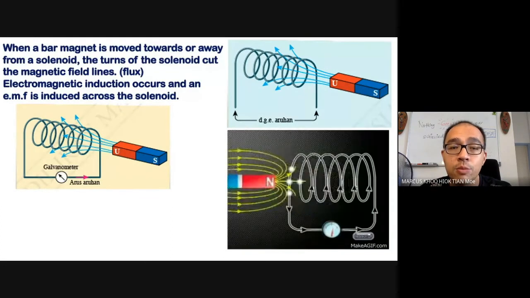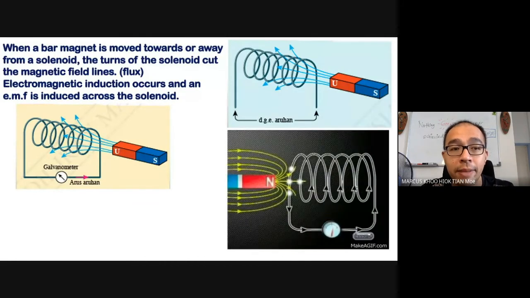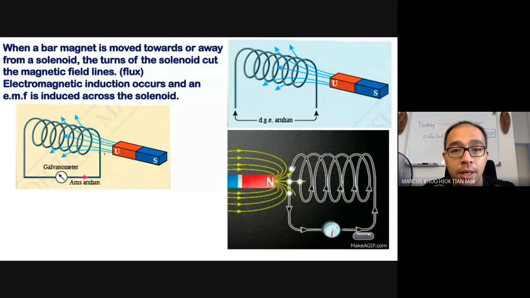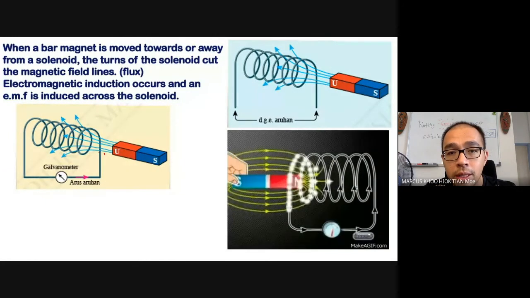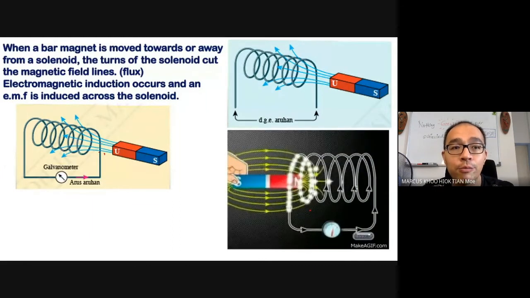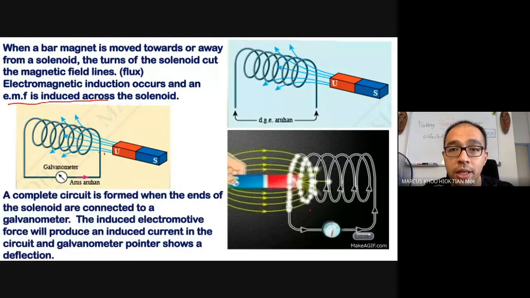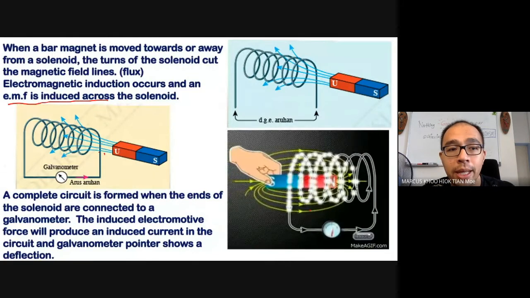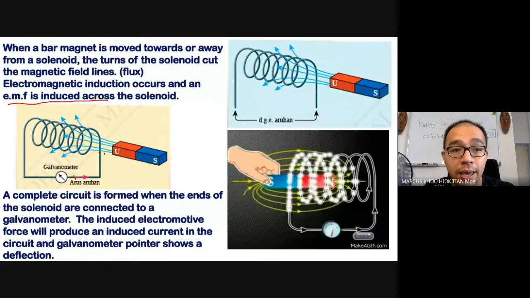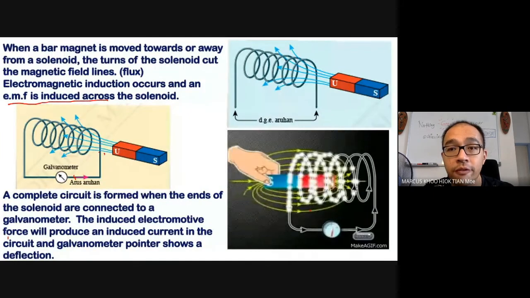So when a bar magnet is moved towards or away from the solenoid, the turns of the solenoid will cut the magnetic field line. So imagine the magnetic field from the north over here. It's this, so all these wires are going to cut the magnetic field. And when they cut the magnetic field, it's going to produce an EMF. And EMF is induced across the solenoid. So a complete circuit is formed when the ends of the solenoid are connected to a galvanometer. The induced electromotive force, EMF, will produce an induced current in the circuit, and galvanometer shows a deflection.